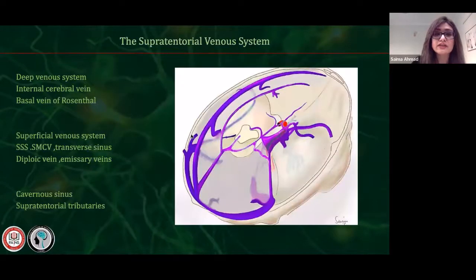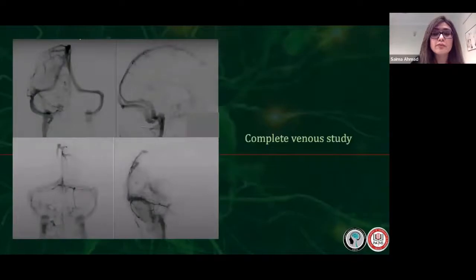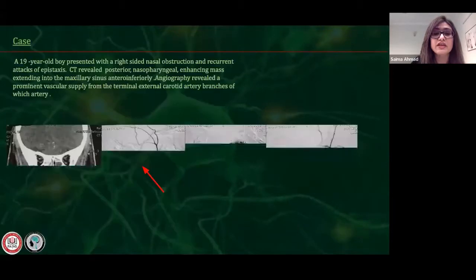So with this, I finish my venous system. And for the complete venous study, you must have both ICA angiograms and both V angiograms with the venous phases.